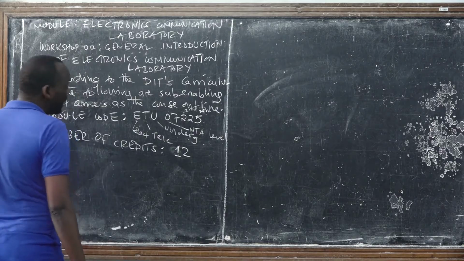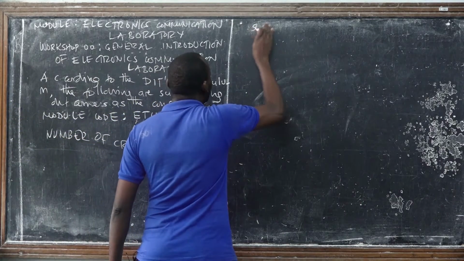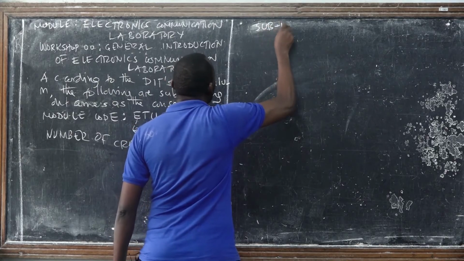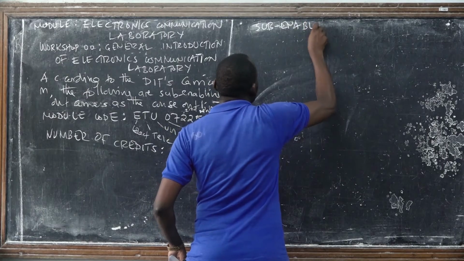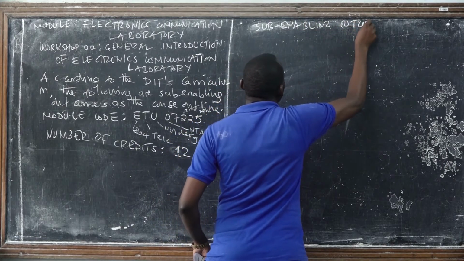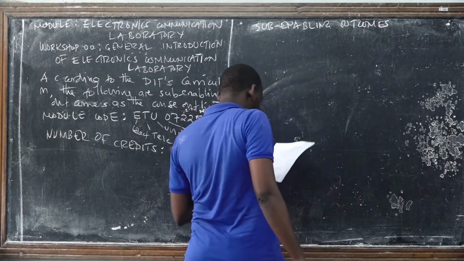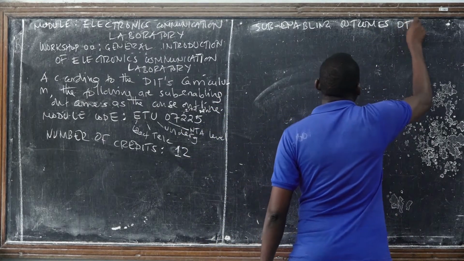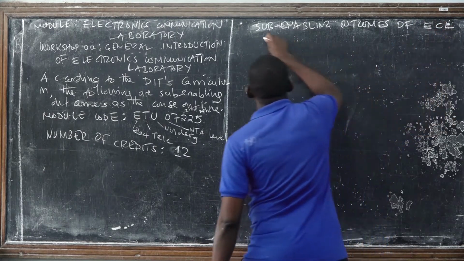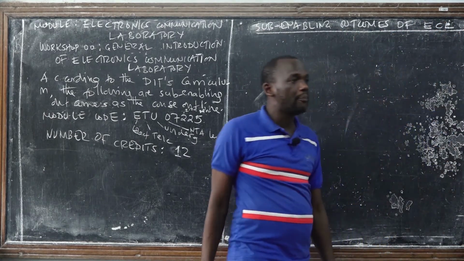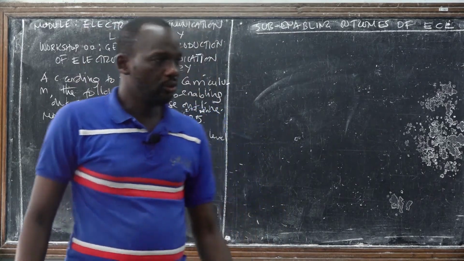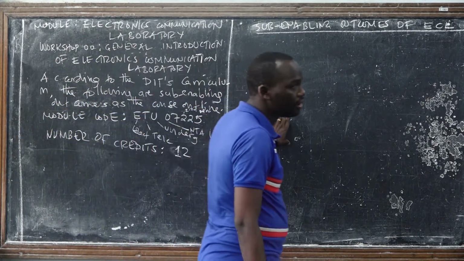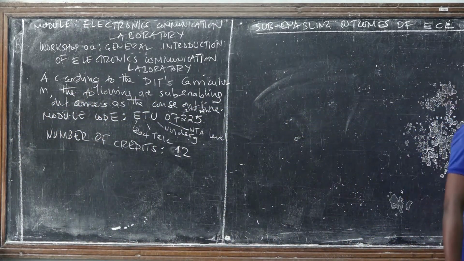Okay, so then another important part, after giving you that important information: now let us go to the sub-enabling outcomes of electronics communication laboratory. Sub-enabling outcomes in a college, institution, or university curriculum look like specific objectives that a student has to achieve at the end of a particular topic in the syllabus.